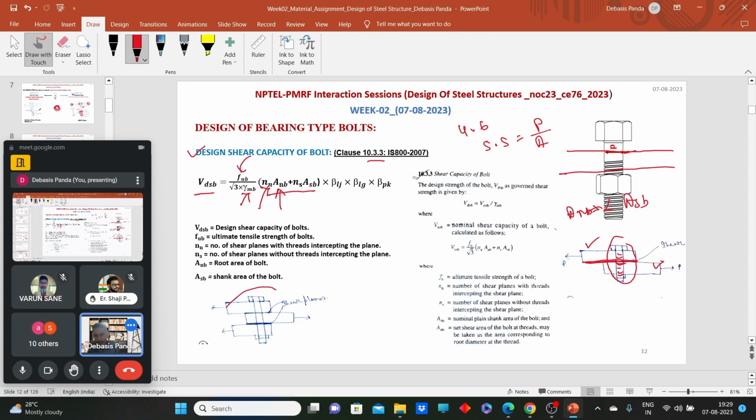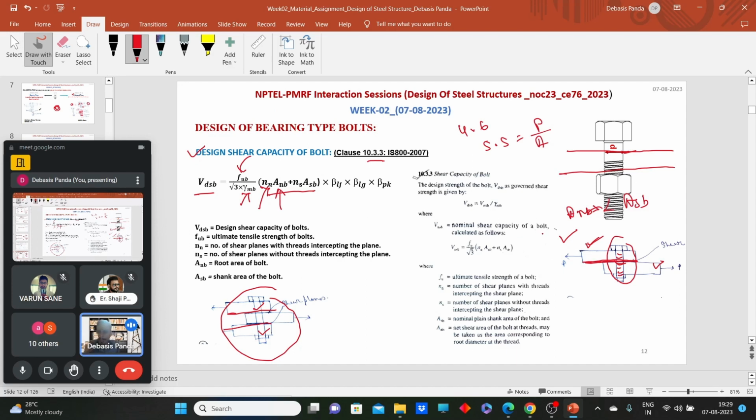Now tell me here, how many shear planes are there for this? We have two shear planes. One is here, one is here. So one may be passing through the shank and one may pass through the root. So come step by step. First, take this example and put the values into this equation. So for this example, how many shear planes are there? We have one shear plane.